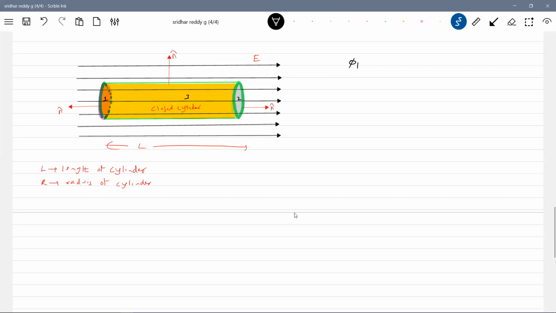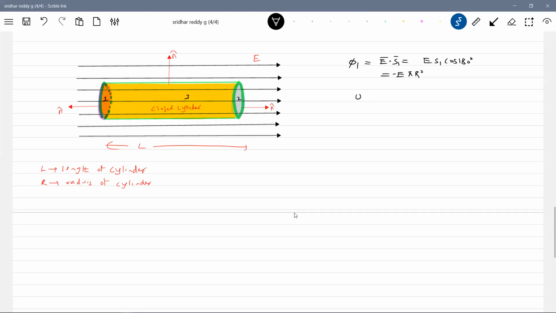Now first we'll get the flux linking surface 1, which should be equal to E bar dot S1 bar, that is E S1 cos 180 degrees. What is S1? Pi r square. So what is the flux? Minus E pi r square. What is the area of cross section of this cylinder? Pi r square, because r is the radius, capital R, I'll write it.